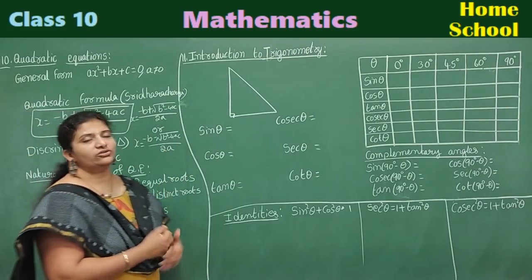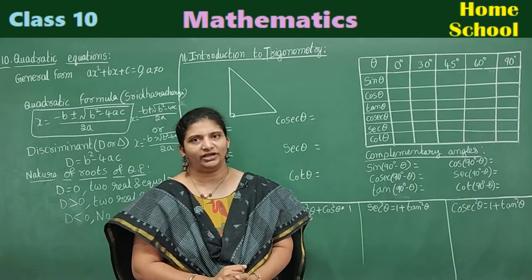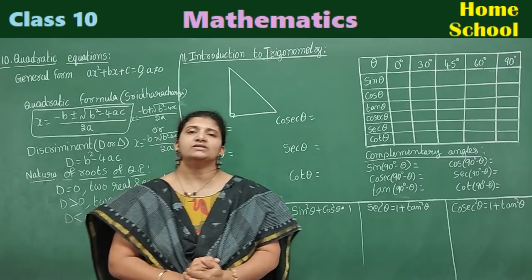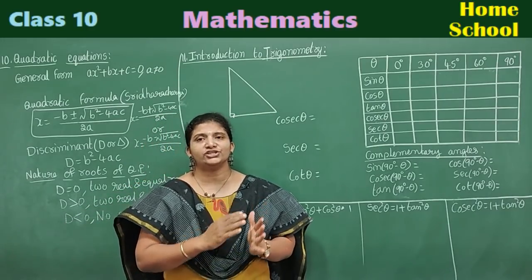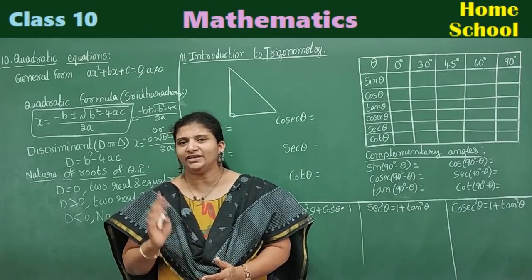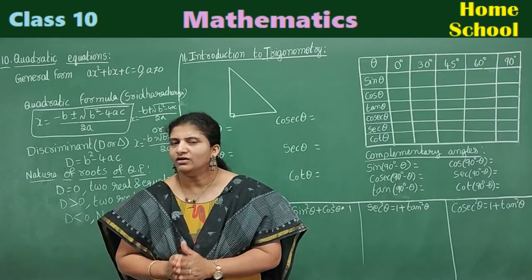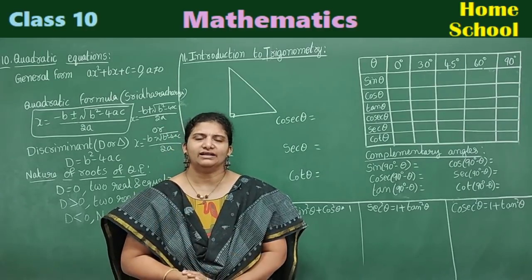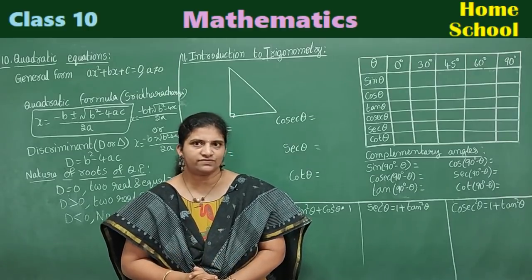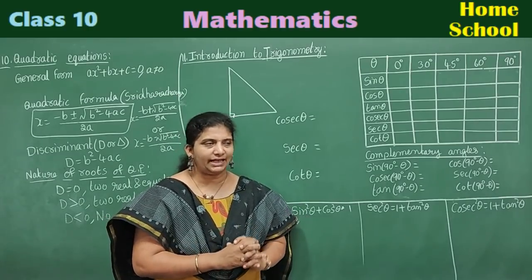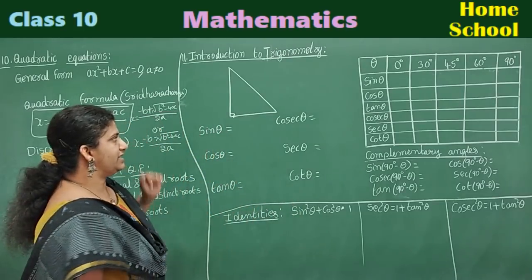Coming to the next chapter, chapter number 11, Introduction to Trigonometry. Trigonometry is one of the branches of mathematics that deals with the study of ratios and angles of a right triangle. Trigonometry is applicable only for right-angled triangles. In this, we are going to learn about six ratios first, then the table, then complementary angles and some identities. Let us see here.